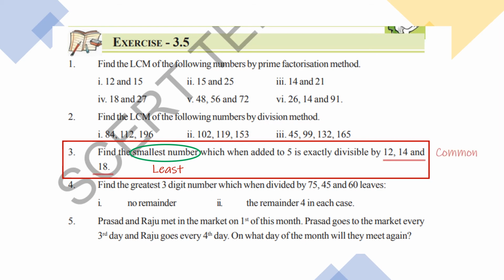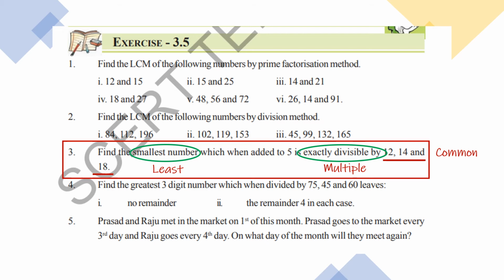We then look at the second part where I have to find it for three numbers together, which is something I have to find in common. And finally, it is asking me that it is exactly divisible by, which means that it is a multiple. So from these three parts, I can understand that I have to look for the least common multiple of 12, 14 and 18. This is the first part of the problem.